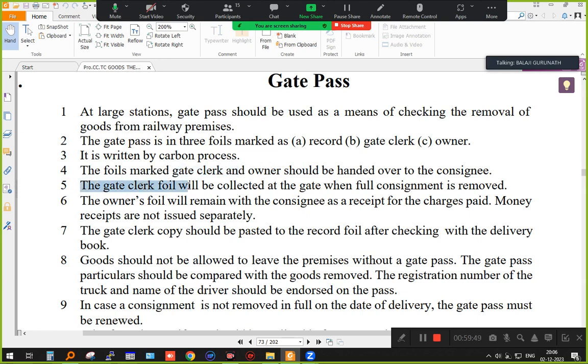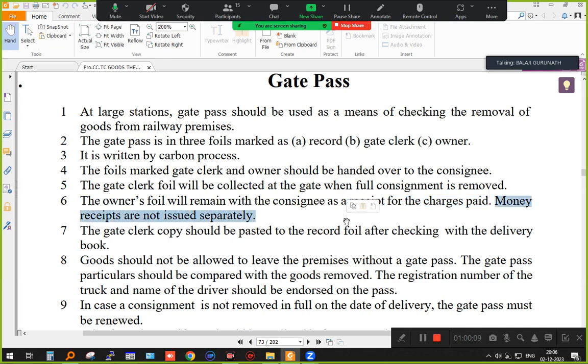The gate clerk foil will be collected at the gate when the full consignment is removed. Remember that, that is again the important thing. Only when the full consignment is removed will he surrender it. The owner's foil will remain with the consignee as a receipt for charges paid. MR is not issued separately.